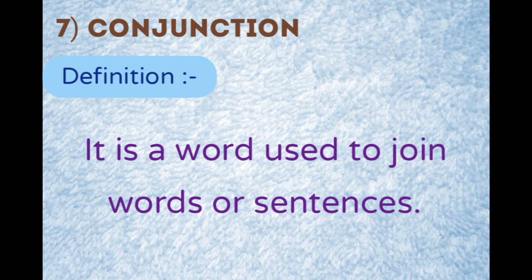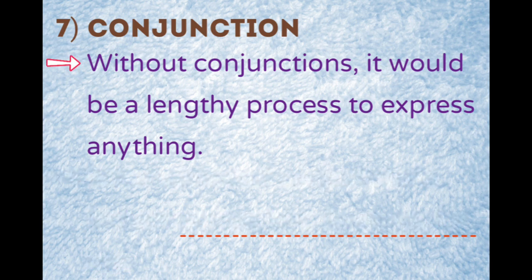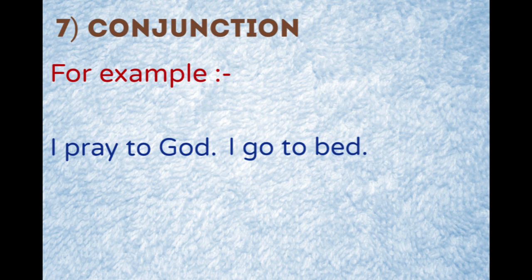Now the next part of speech is conjunction. A conjunction is a word used to join words or sentences. Without conjunctions, it would be a lengthy process to express anything. Some common conjunctions include and, or, but, because, for, and so on. Let's take the help of an example to understand it. For example, if I wish to say, I pray to God, I go to bed.